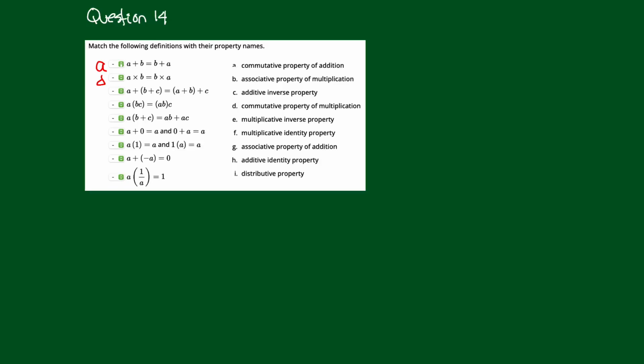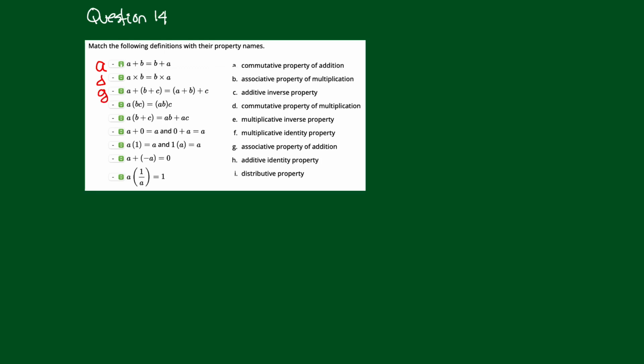Now what about this one? I've got A plus B plus C, and then it looks like the parentheses have been reassociated over here. So this is an associative property. I reassociate parentheses, and it's all addition. Do we see that? Here's the associative property, but that's multiplication. Here's the associative property of addition. So that's a G.